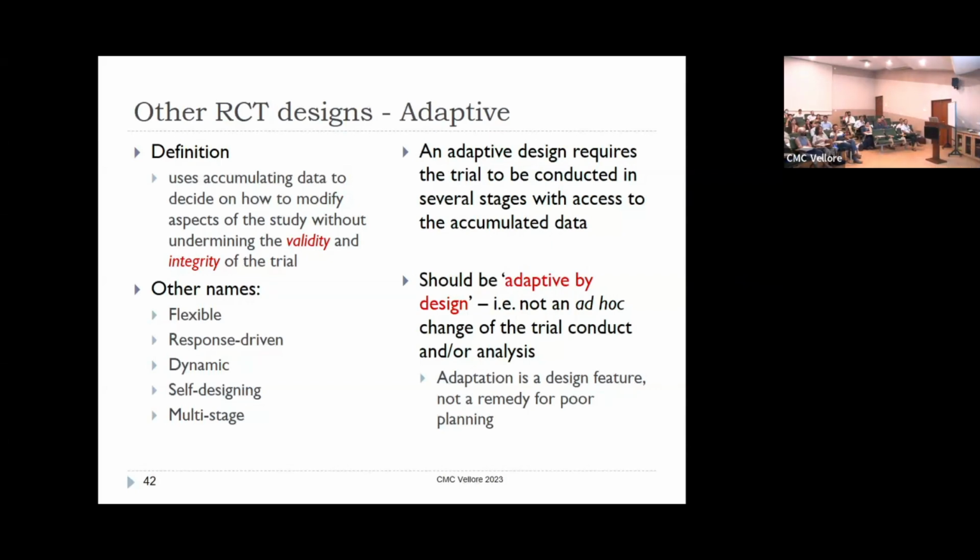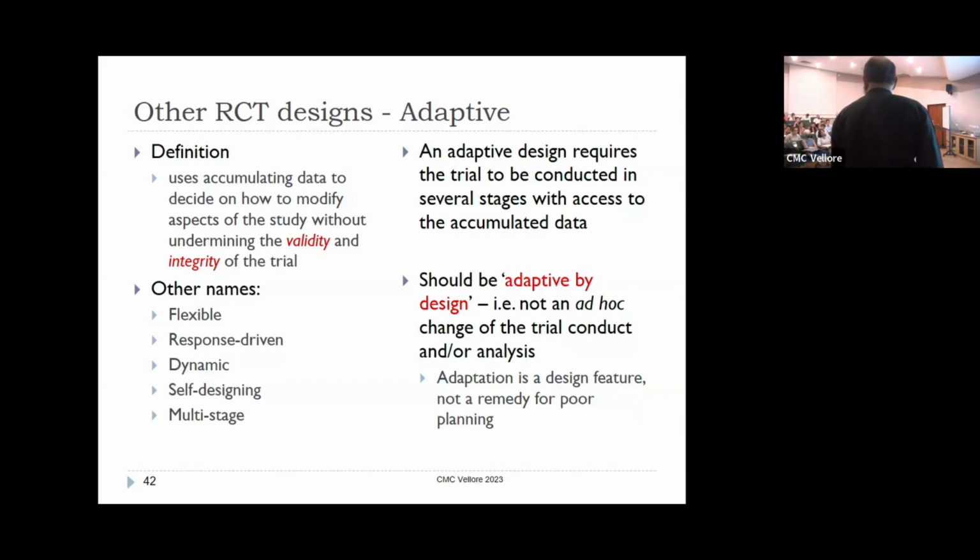People call this all sorts of things: flexible design, response-driven, dynamic, self-designing, multi-stage. Yes, they are multi-stage, at least two-stage. But they're not ad hoc, okay? The crucial thing is that you're using the accumulating data to decide how to modify aspects of the study. But here's a crucial phrase: without undermining the validity and integrity of the trial.